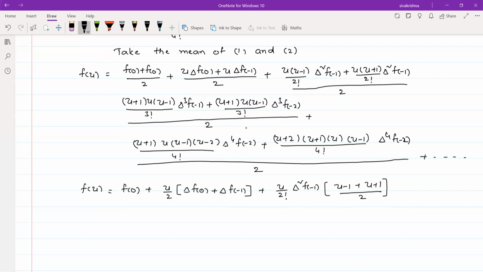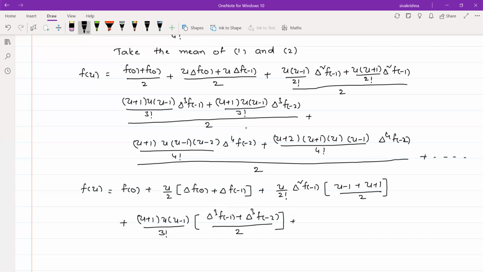So now coming to the fourth term, plus, in the fourth term also we are having u plus 1 into u minus 1 by 3 factorial in common. Okay, so 3 factorial in common. So then we get delta cube f of minus 1 plus delta cube f of minus 2 by 2. So don't forget to write by 2. So I'm writing by 2. Okay, right.